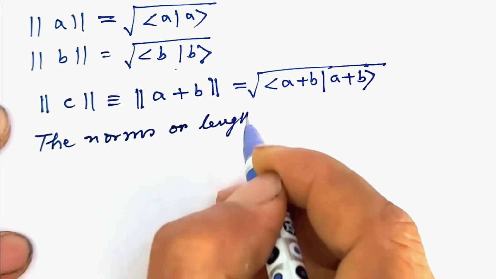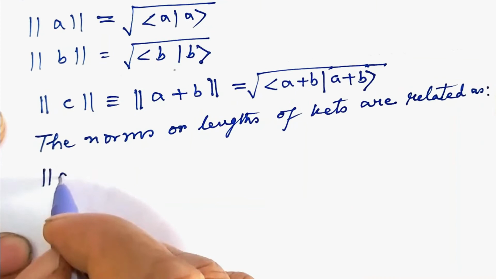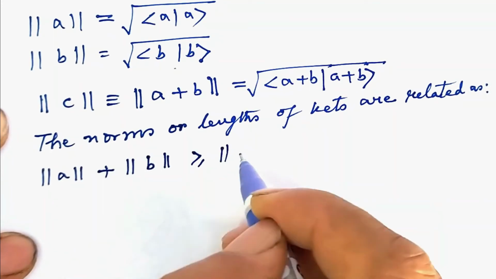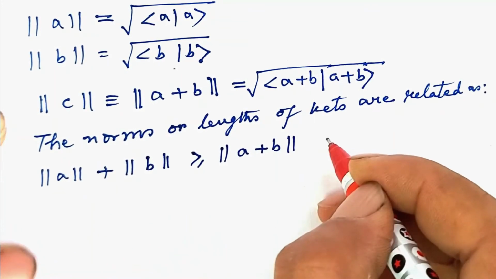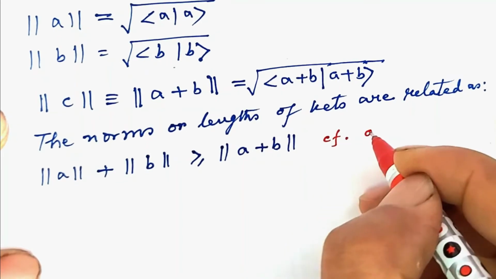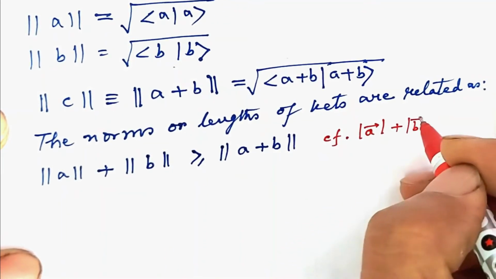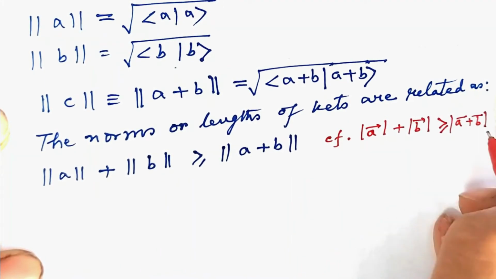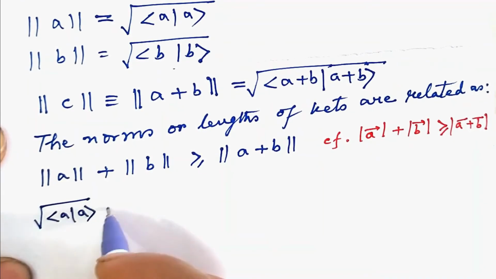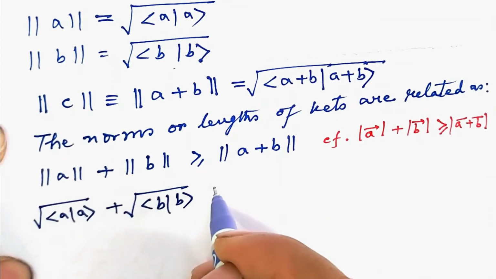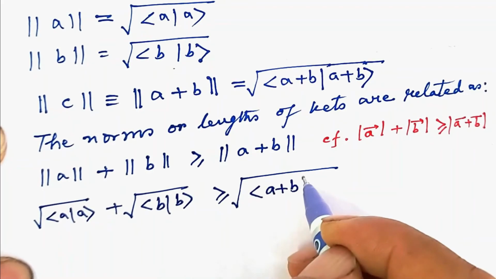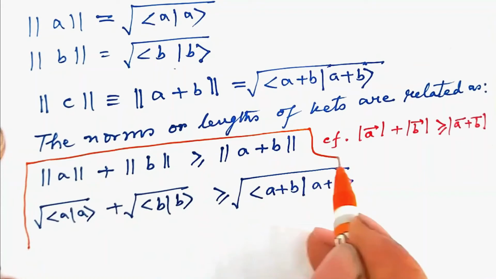The norm or length of kets are related as follows. Norm of ket A plus norm of ket B is greater than or equal to norm of ket A plus B, and this can be compared to the relation mod of vector A plus mod of vector B is greater than or equal to mod of vector A plus vector B. We can write it more explicitly as follows. Under root bra A ket A plus under root bra B ket B is greater than or equal to under root bra A plus B ket A plus B. And this relation is the triangle law.